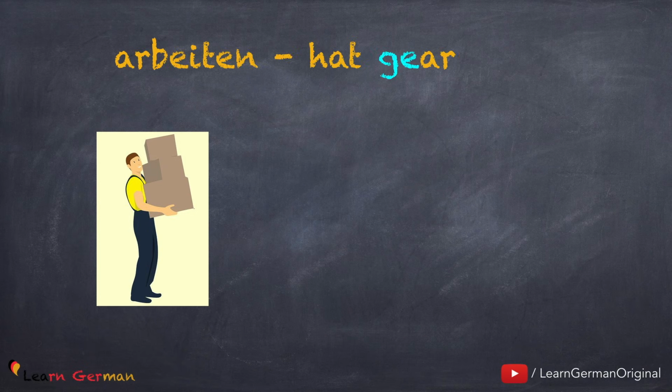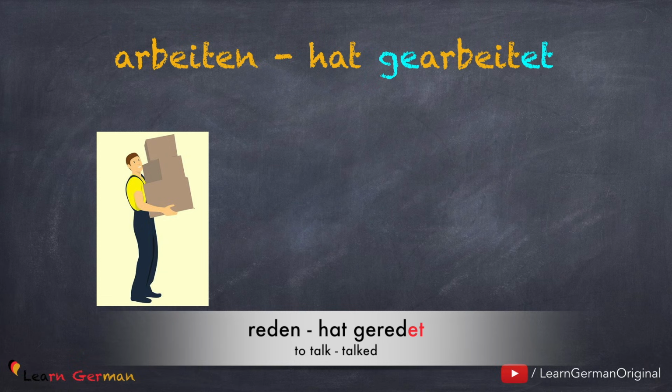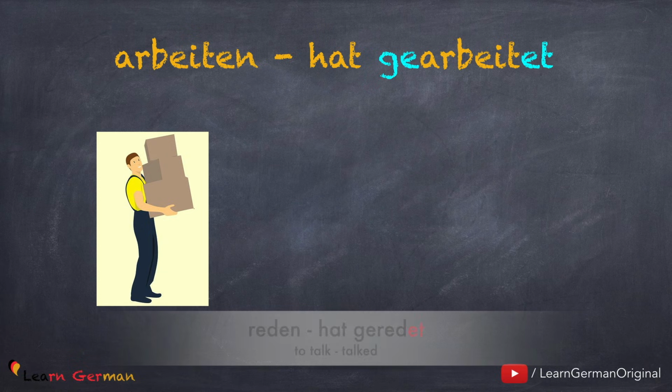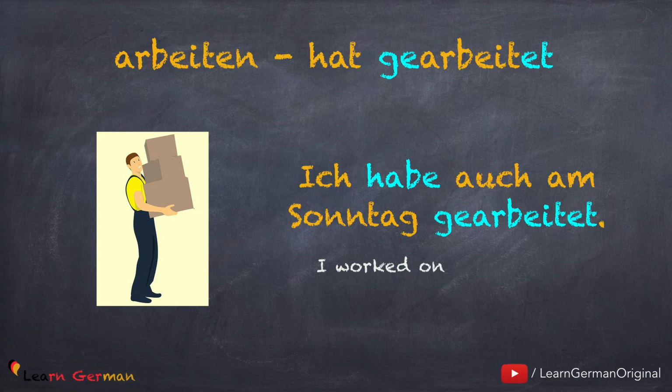Here's another regular verb. Arbeiten, hat gearbeitet. In this case, the Verbstamm is ending with t, hence the Partizip II will take the ending et. So all the regular verbs where the Verbstamm ends with t or d take the ending et. Here's another example. Reden, hat geredet. Now let's look at the example with arbeiten. Ich habe auch am Sonntag gearbeitet.